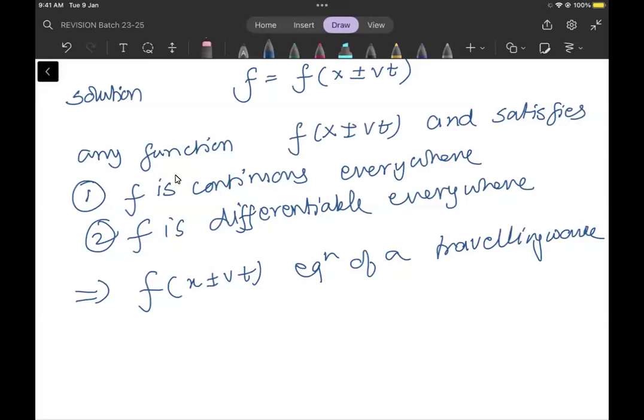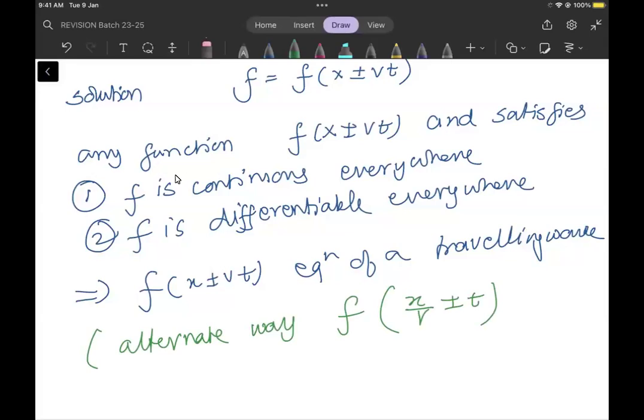So a function which is continuous everywhere and differentiable everywhere and is of the form f of x plus minus vt is the equation of a traveling wave, right? There is an alternative way of writing the same function, and that alternate way is that you say that f is equal to x by v plus minus t. I think ऐसे भी अपन इसको लिख सकते हैं, which is just a rehash of what I've written ऊपर.